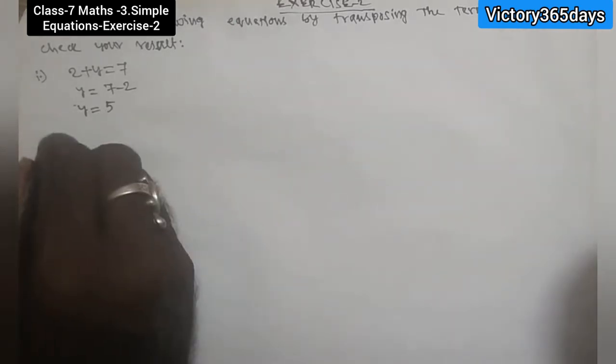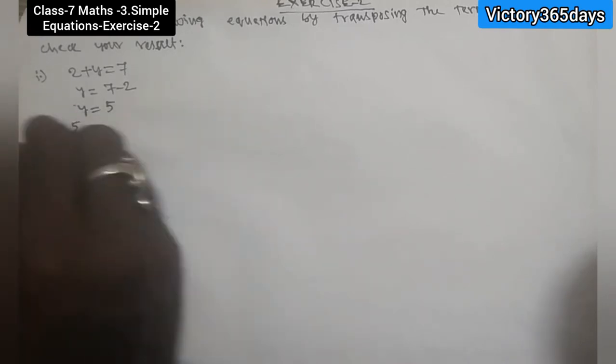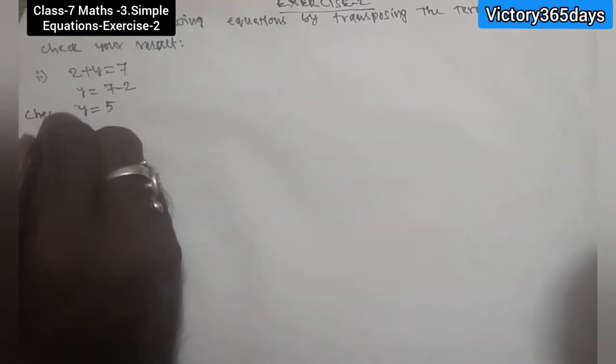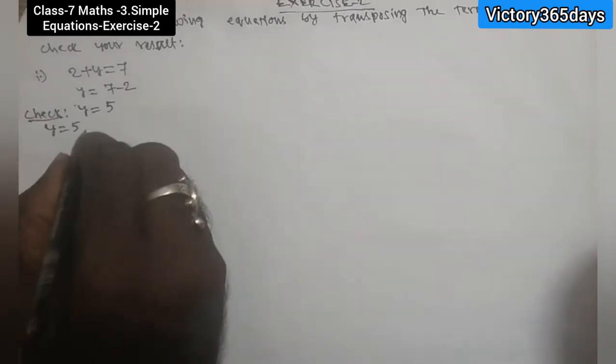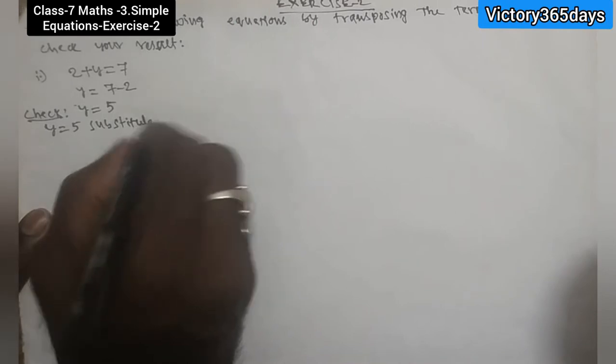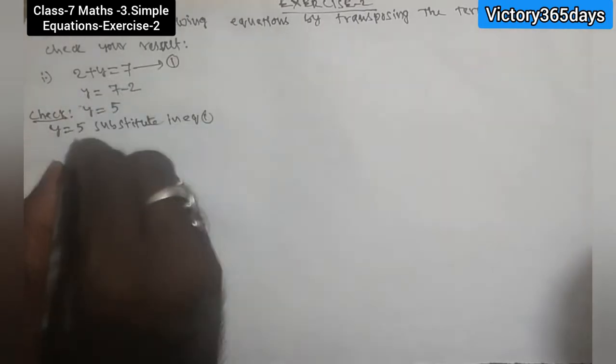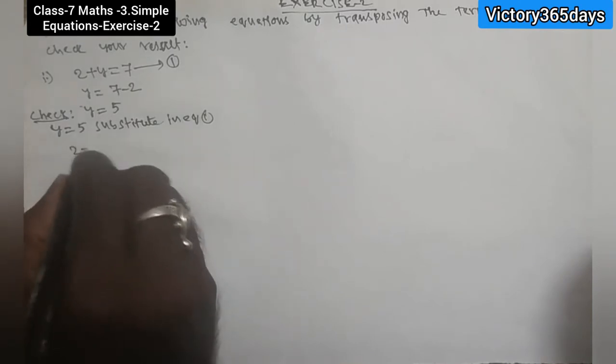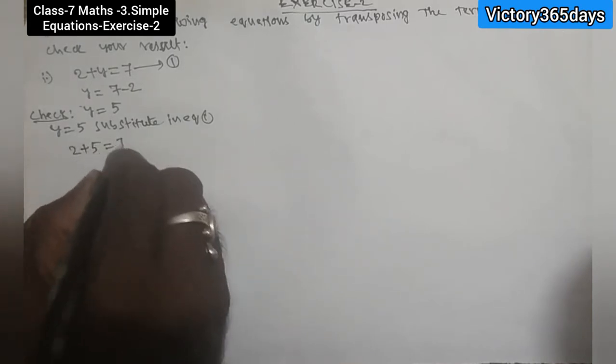This y equal to 5, substitute in equation 1. Checking result. Y equal to 5, substitute in equation 1. So in y place we put this value. So 2 plus 5 equal to 7. Right hand side 7. Both are equal.